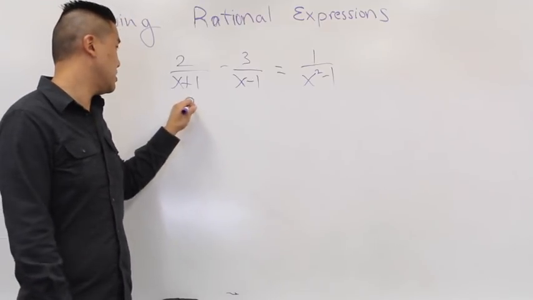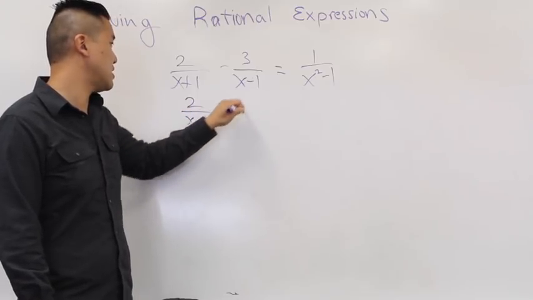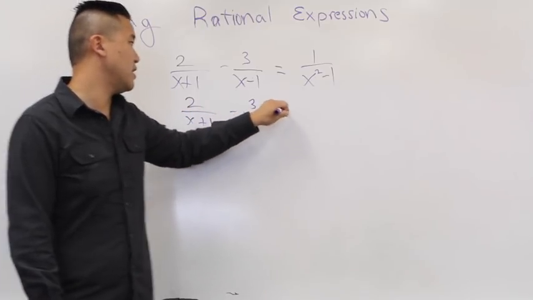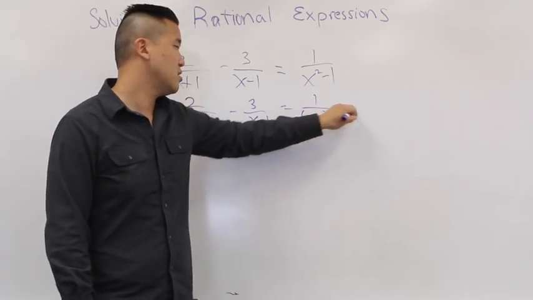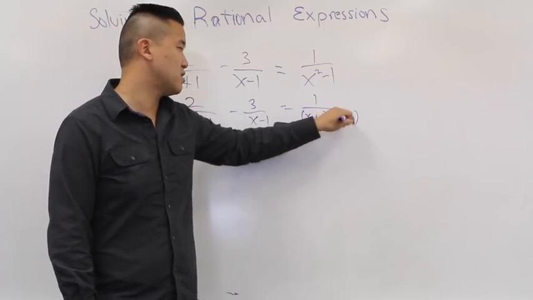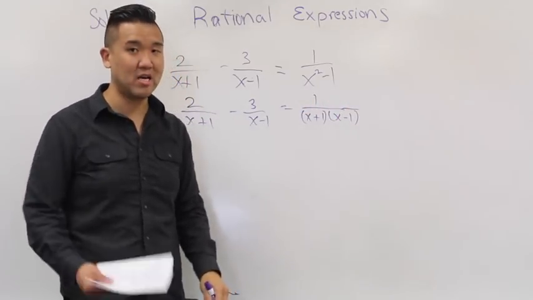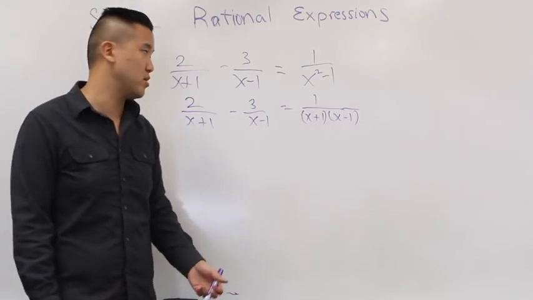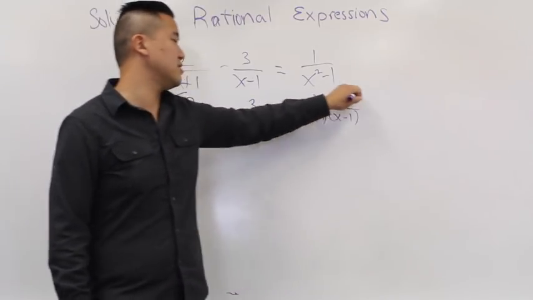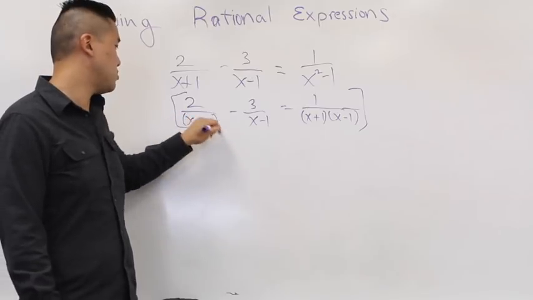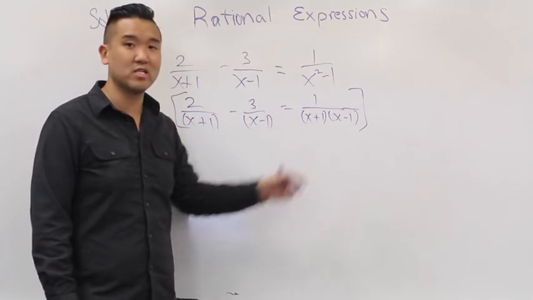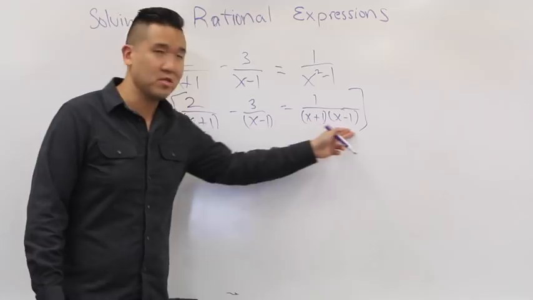All right, let's take a look. So that stays the same. That stays the same. Here, it's difference of 2 squares, so it's x plus 1, x minus 1. You guys need to have a great understanding of factoring. What is my least common denominator of x plus 1, x minus 1, and x plus 1, x minus 1? It's x plus 1, x minus 1.